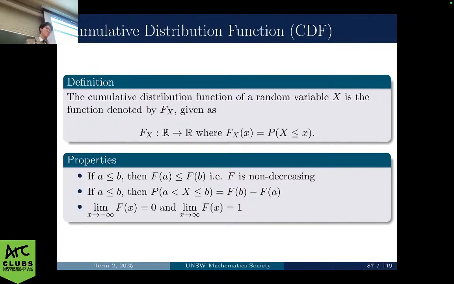A cumulative distribution function measures the probability of having up to a certain outcome. It is defined as P(X ≤ x), so it's the probability up to a certain point. Some properties include that if a is less than or equal to b, then F(a) is less than or equal to F(b). And we can calculate the probability between a and b to be F(b) minus F(a).